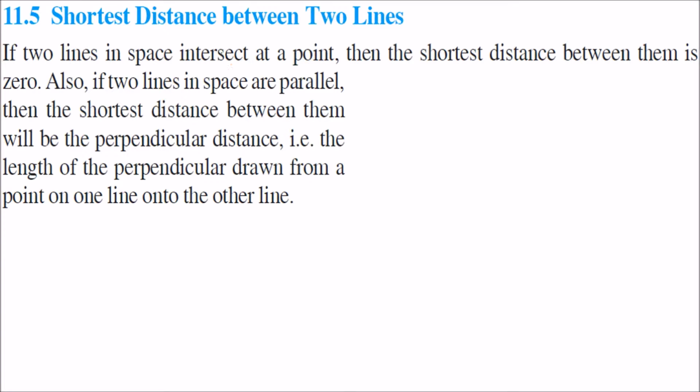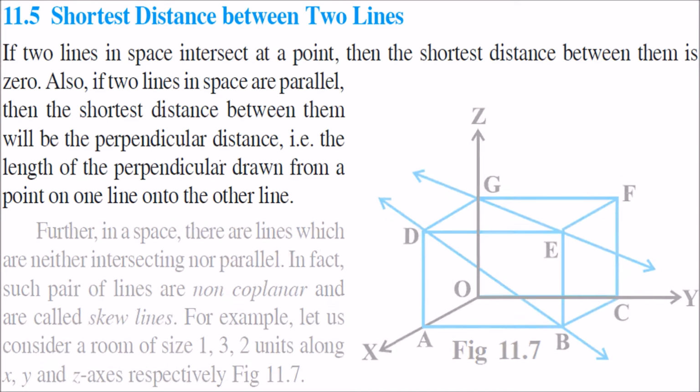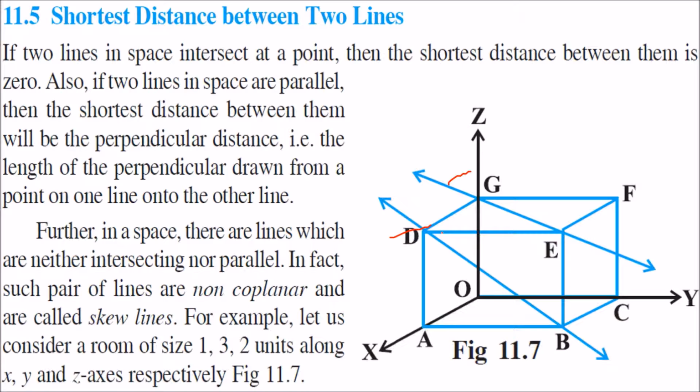Now the shortest distance between two lines. If two lines lie in a space, any space, and they intersect at some point, then we say the distance between them is 0. Shortest distance is 0. But if two lines are parallel, the shortest distance is the perpendicular distance between them. That is the length of the perpendicular drawn from one point of this line to the other.